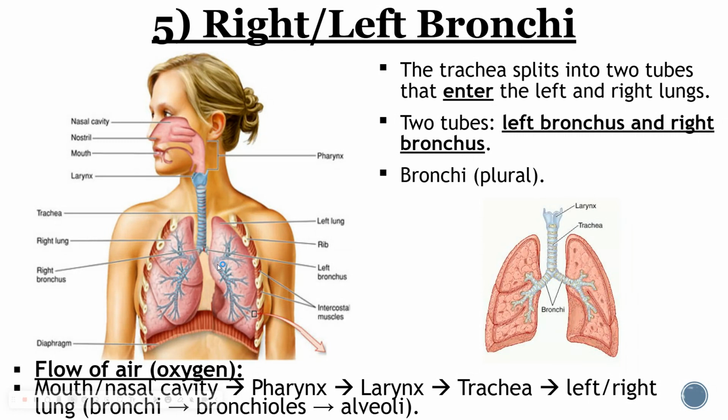And when it splits, the two tubes that it splits into are called bronchi. So we have a right bronchus, and a left bronchus. Bronchus is singular. So right bronchus, left bronchus, or two bronchi. And what's important to understand is that these bronchi will eventually split into smaller and smaller tubes that the air will continue to go through.